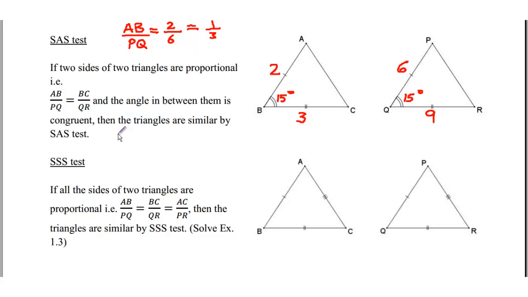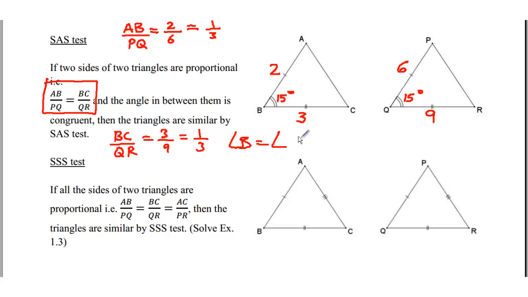And BC upon QR is also 3 upon 9, which is 1 upon 3. So you can say that AB upon PQ is equal to BC upon QR, and angle B is equal to angle Q. Therefore, triangle ABC is similar to triangle PQR by SAS test.